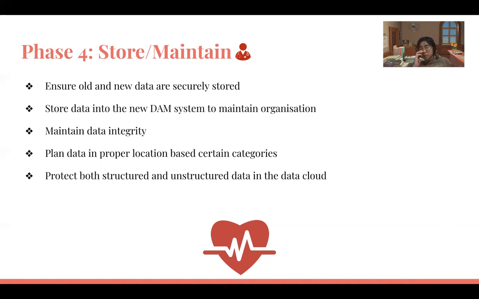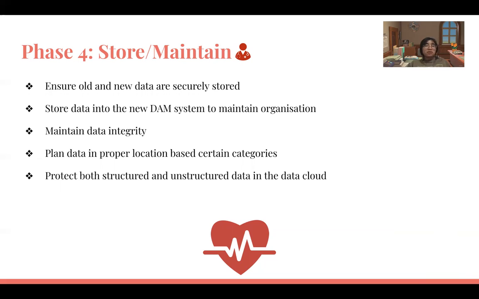Before, we were mainly paper and just Excel sheets. And now we have a new DAM system where it collects and stores all the new data, and it will continue to maintain data integrity, meaning nothing should be changed from that data. If it's going to be raw, it will continue to be raw data, meaning your name will not be changed into something else when it gets transferred. And data is placed in the proper location based on certain categories.